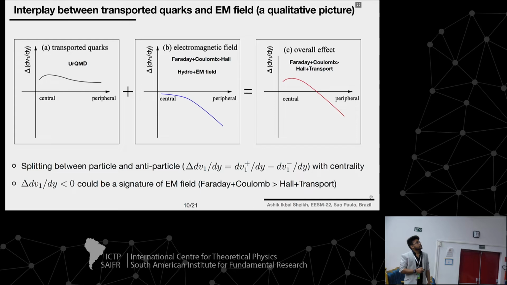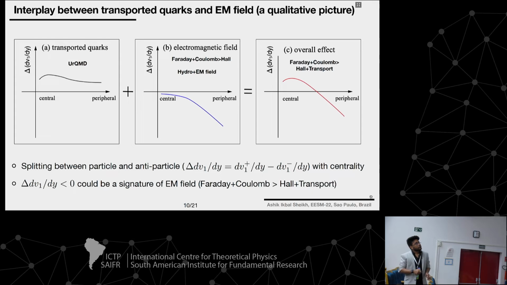How this transported quark effect interferes with this electromagnetic field, I have tried to explain in a very qualitative way. Here I have shown the expectation of this sign of the splitting between proton and antiproton with centrality. In the left-hand cartoon here, I have shown a model expectation, UrQMD expectation, of this sign of the splitting between proton and antiproton when there are only transported quarks. So only for transported quarks, this sign of the splitting is positive, but when there is only magnetic field in the system, in the middle panel, the sign of the splitting between proton and antiproton is negative.